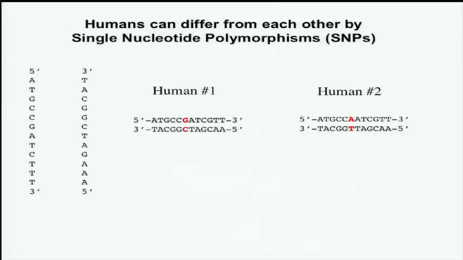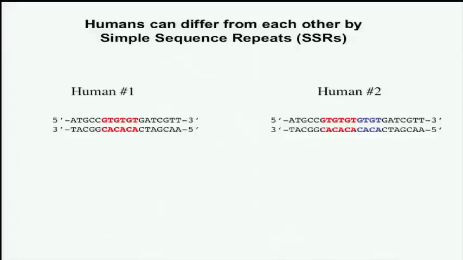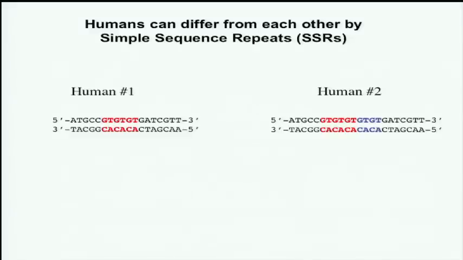On my next slide, I'm showing you a different way that people can differ in their DNA. Before I was showing you a difference in sequence where a letter was different. But here, the sequence of these two people is the same. Both people have a repeat in their DNA that says GT, GT, GT over and over again. The difference is that human number 1 has 3 repeats. Their DNA says GT 3 times in a row, where human number 2 has 5 repeats, GT 5 times in a row.